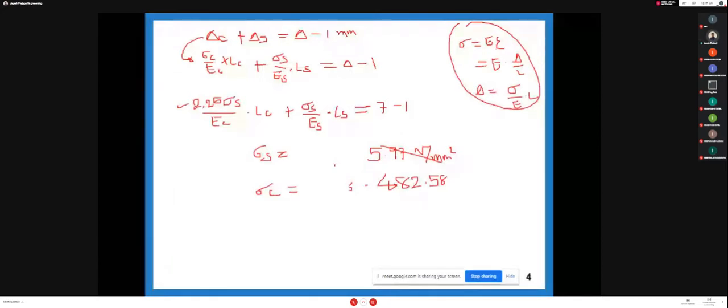So in this equation, the only unknown is sigma s. Put sigma s here and calculate it from this equation. Again, remember to take length in mm, Lc 1000 mm, Ls 1500 mm, and Ec and Es are given in the data. So simply put all the values in and calculate the stress. This is the equation we use when some gap is given.